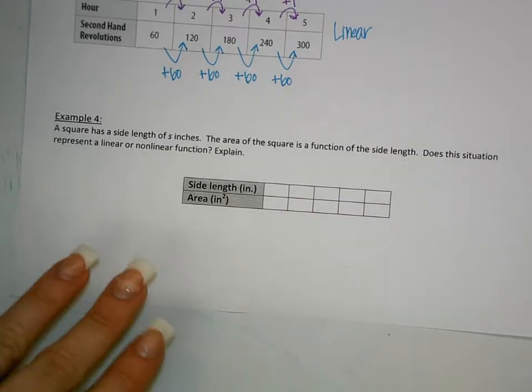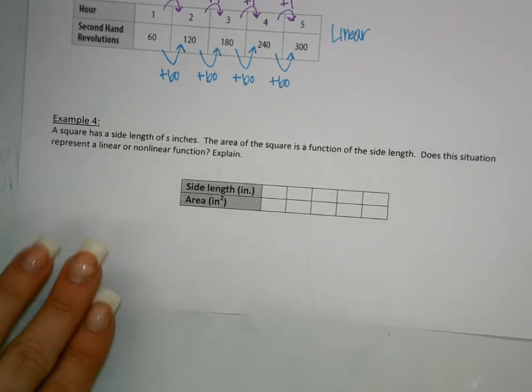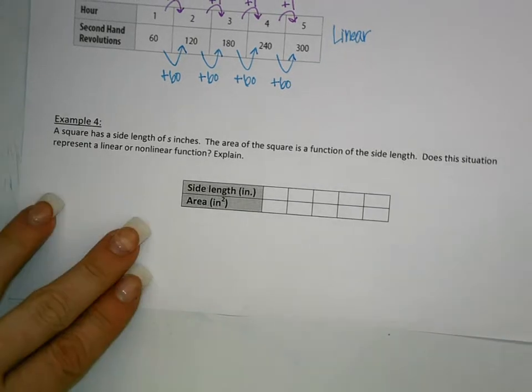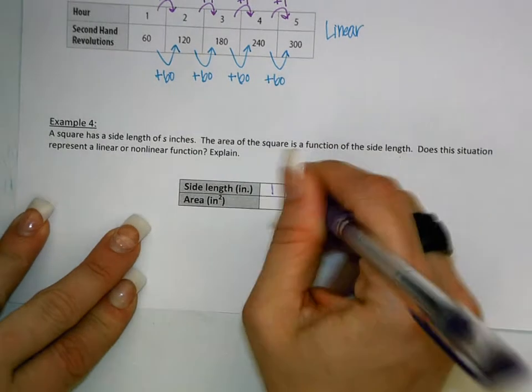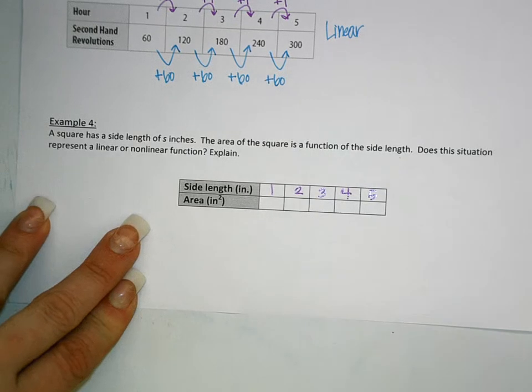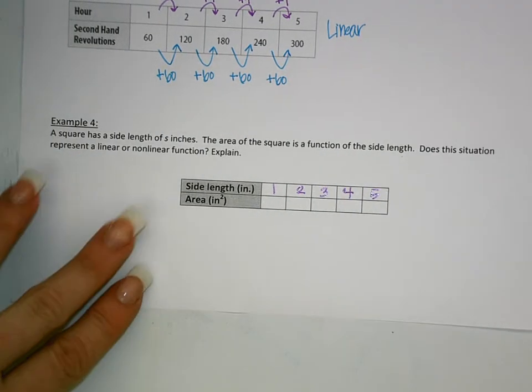Okay, so the last one is a little bit more involved. Let's listen. It says a square has a side of s inches. The area of the square is a function of the side length. Does this situation represent a linear or non-linear function? So what we're going to do is plug in some numbers. For side length, I'm going to plug in 1, 2, 3, 4, and 5.